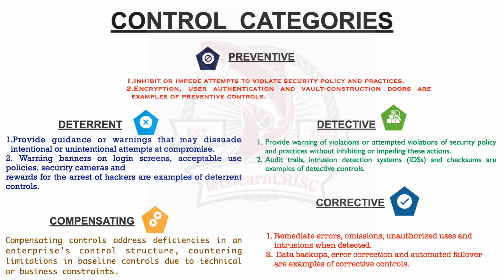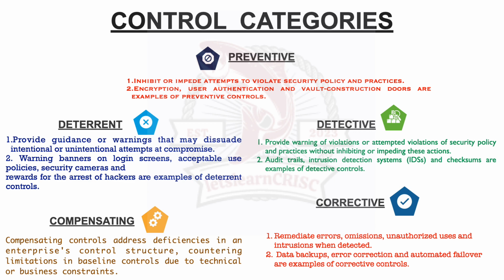At last, in the control categories, we'll discuss the corrective control. Corrective controls, first, remediate errors, omissions, unauthorized uses, and intrusions when detected. Second, data backup, error correction, and automated failover are examples of corrective control. Friends, this sentence explains the purpose of corrective control within the context of security measures.